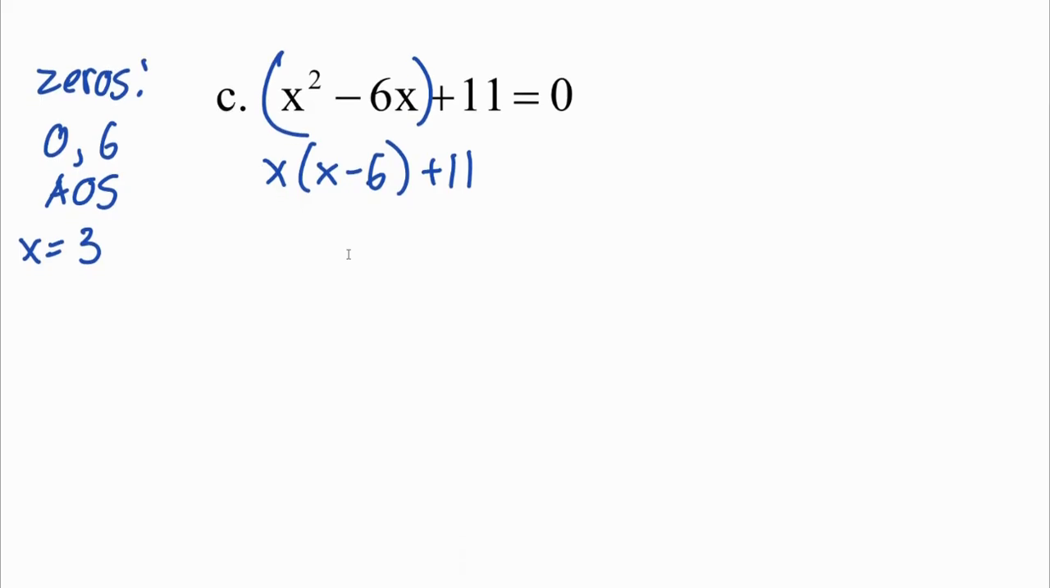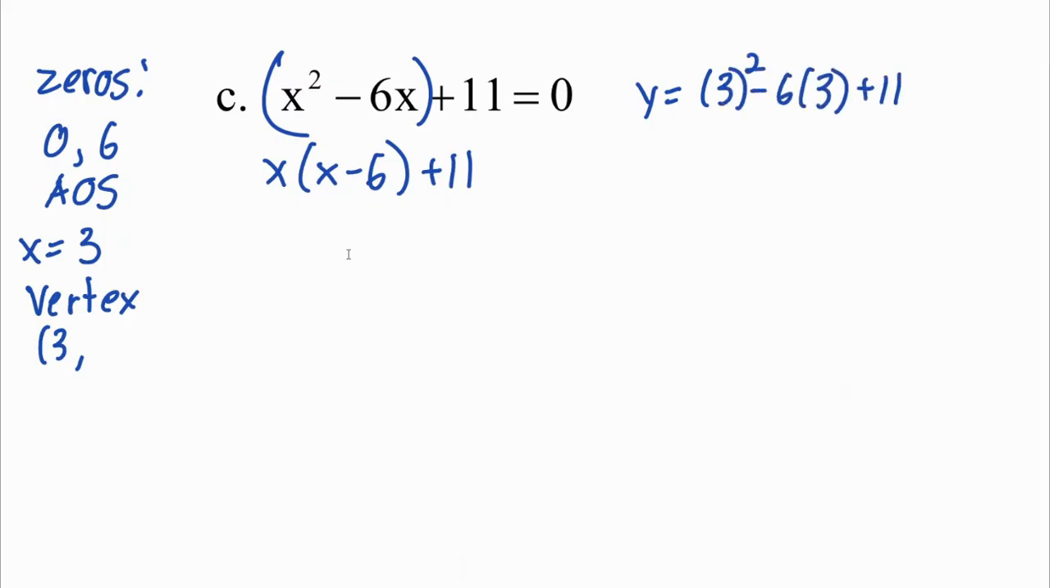So my vertex is going to be 3, and then I'll plug back in to find my y value. So I do 3 squared minus 6 times 3 plus 11. 3 squared is 9, minus 6 times 3 is minus 18, plus 11, that's going to give us 2. So my vertex is 3, 2.